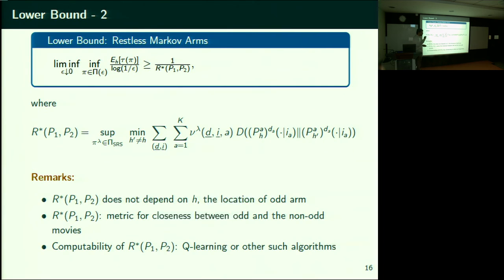So it is only over those SRS policies that I'm computing this bound. If eta goes to 0, this R star goes to 0 or infinity? I'll come to that. This is actually an increasing function as eta goes to 0. I'll just highlight that.